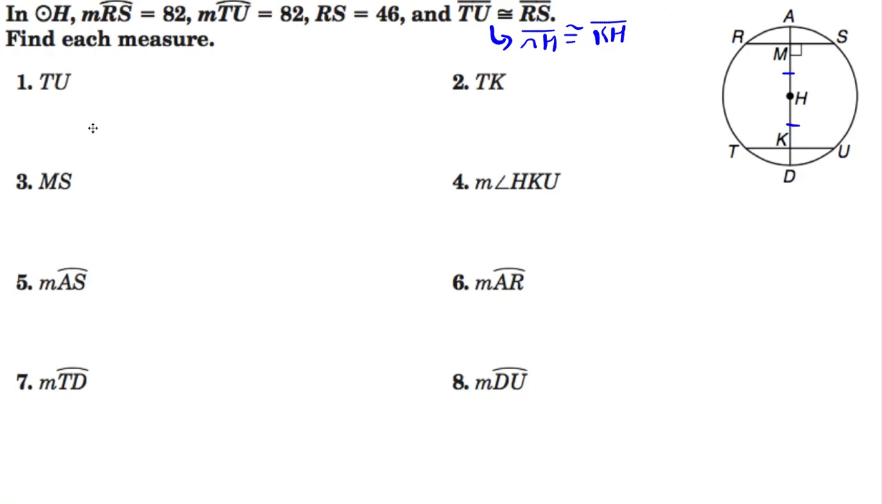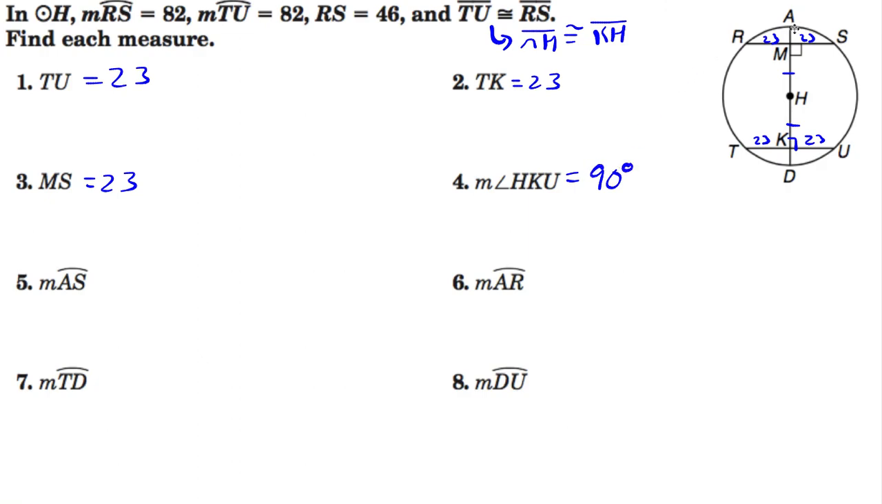So let's find some lengths. So TU. Well, we know that RS is 46, but look, it's perpendicular to this radius, so that means that it's bisected. So that's 23, that's 23. And because RS is congruent to TU, these subsegments are also congruent. So TU is equal to 23, as is TK. MS is going to be that same distance. And then for HKU, notice that because the chords are congruent, they're the same distance apart, meaning that this is also 90 degrees. So HKU is going to be equal to 90 degrees.